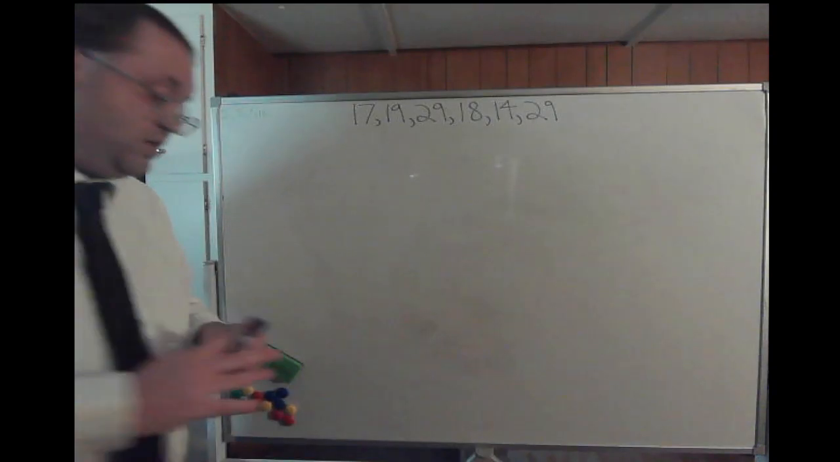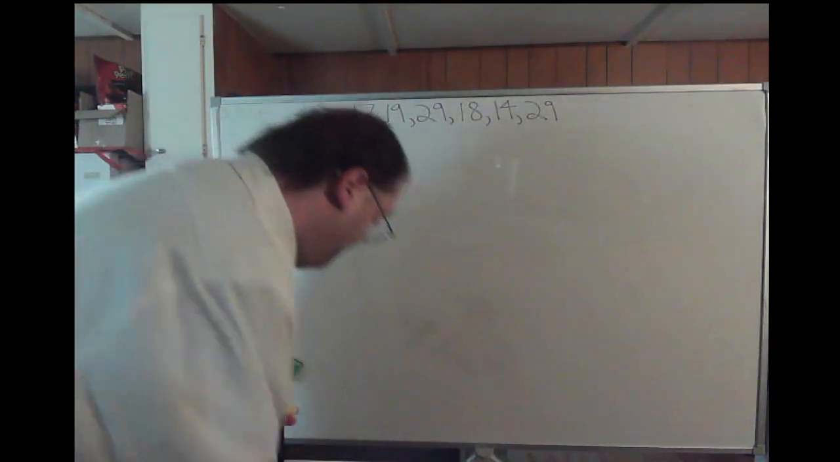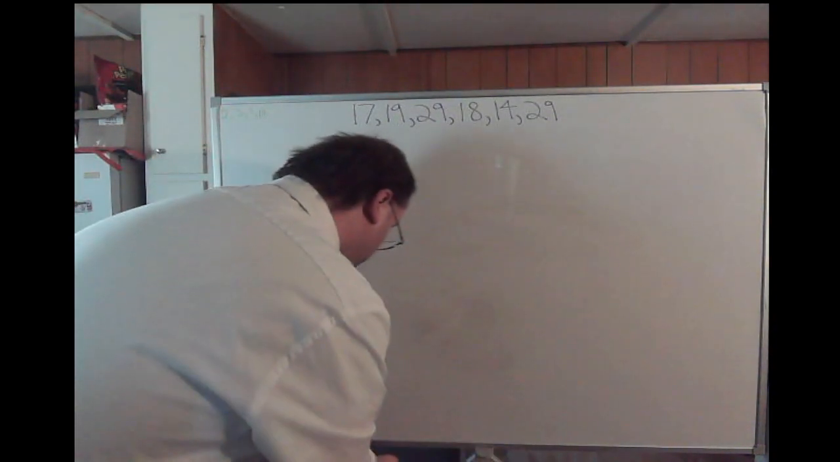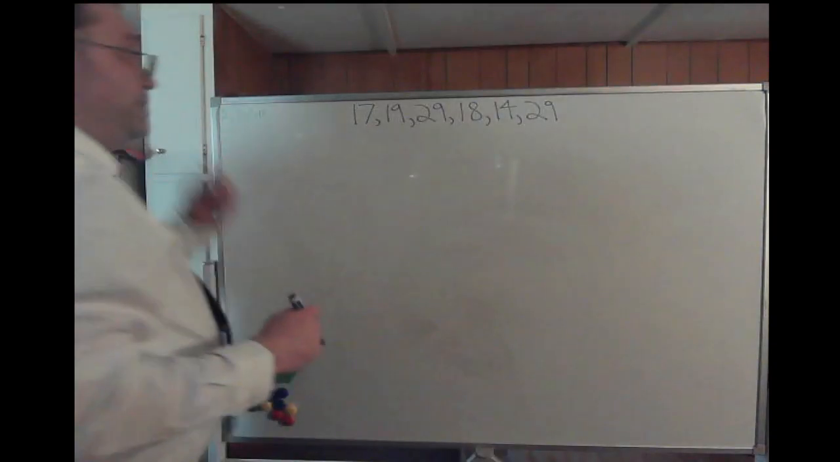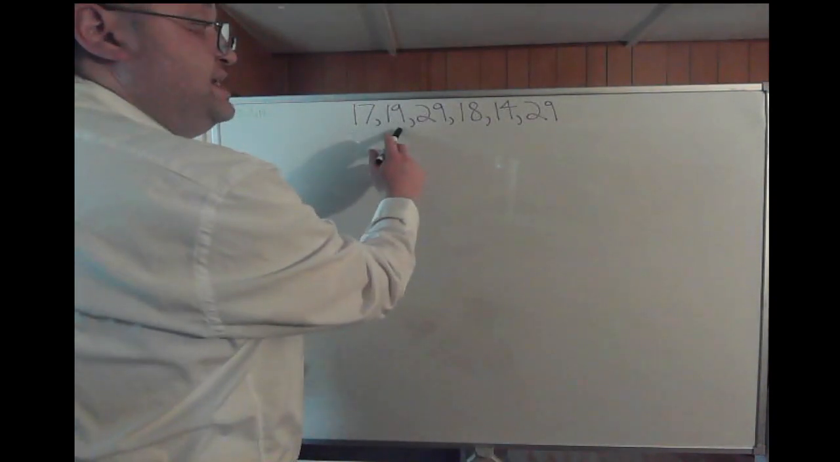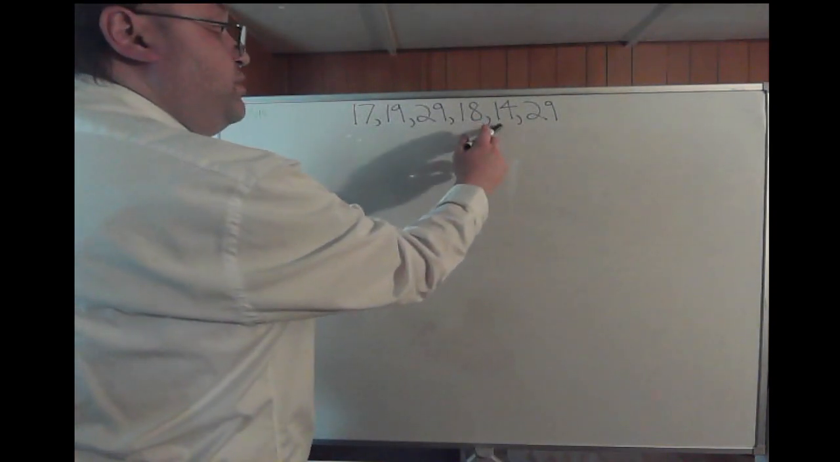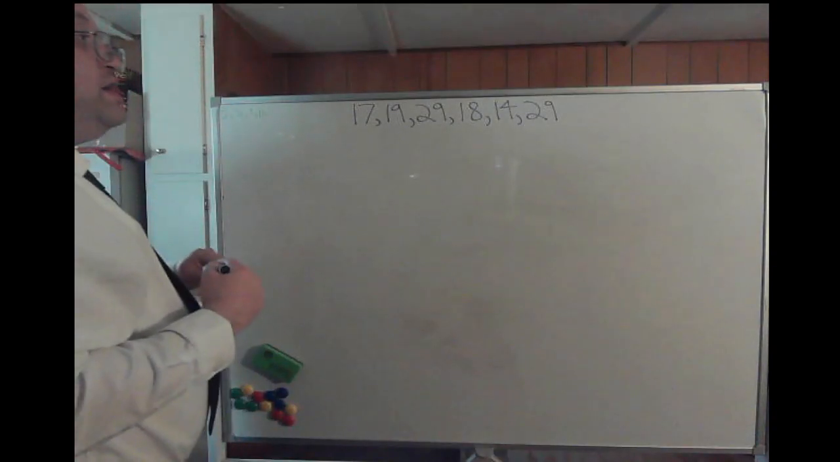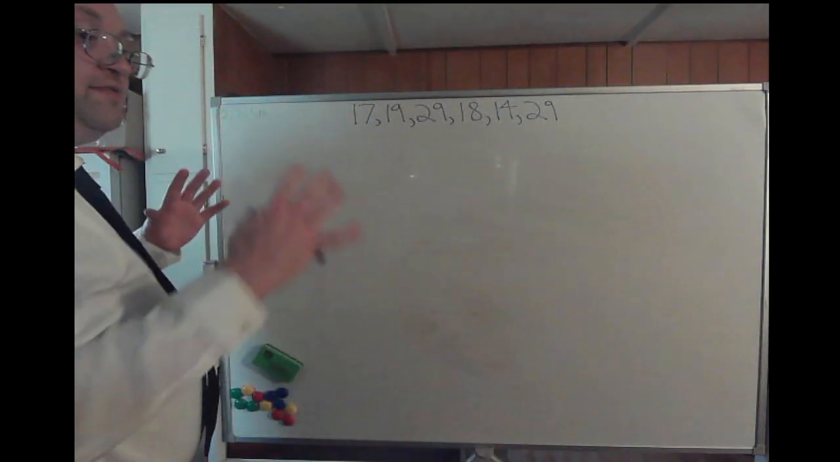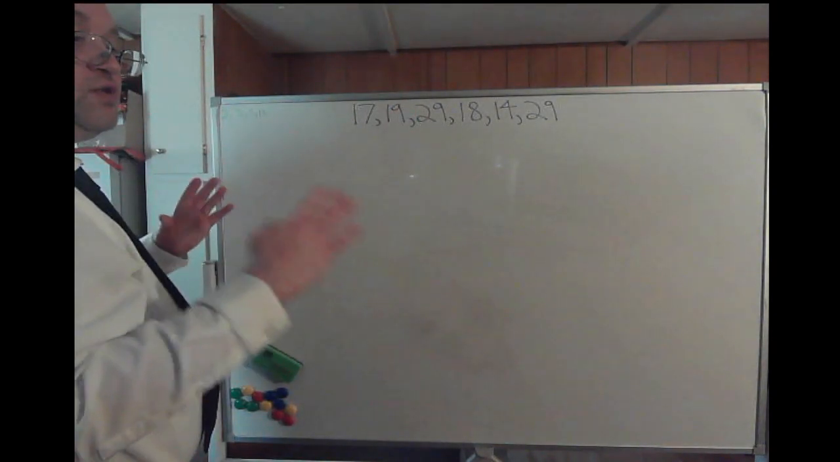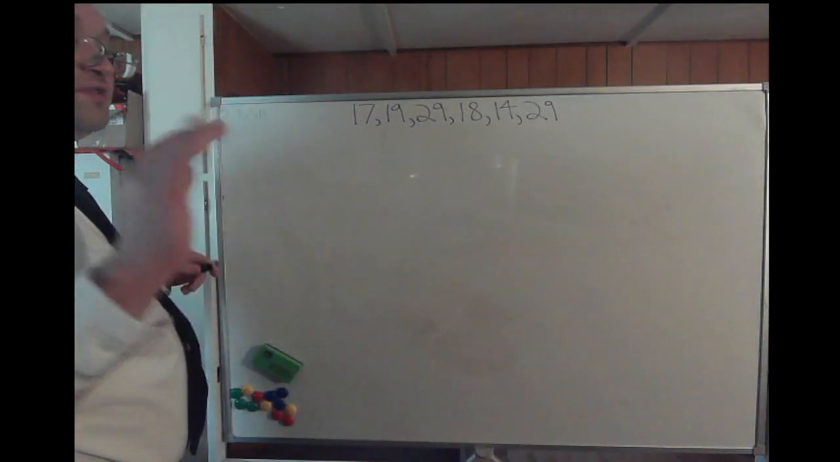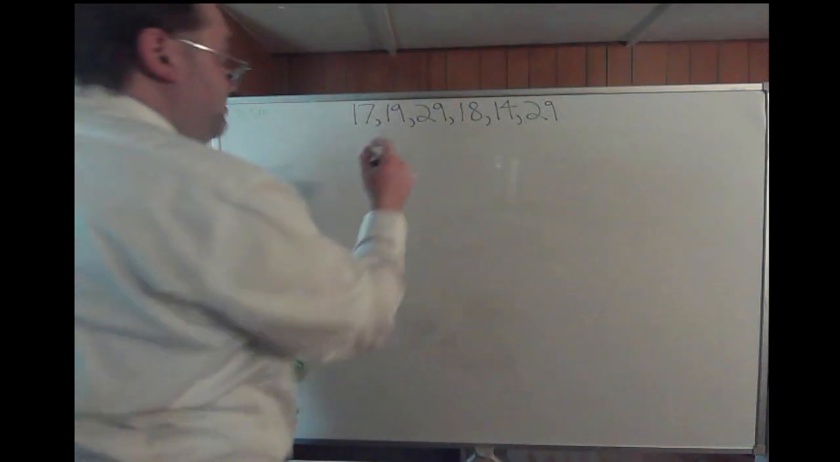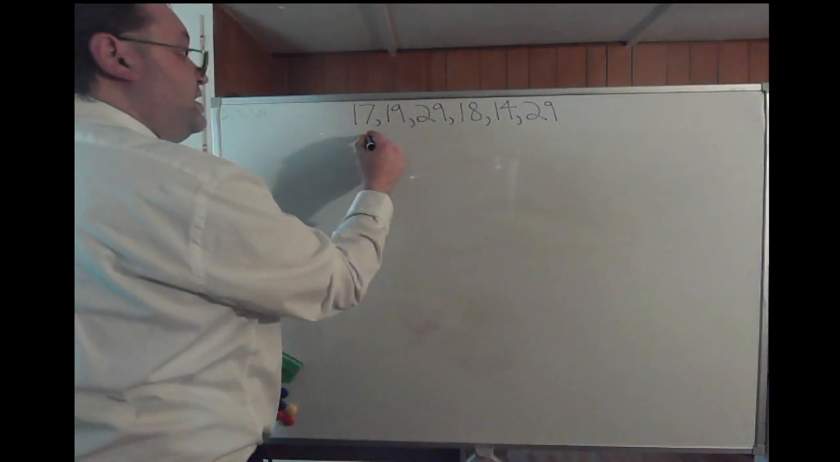All right, so here we have another set of data. We have the numbers 17, 19, 29, 18, 14, and 29. We can clearly see this set of numbers is not in numerical order from smallest to greatest. So the first thing we have to do is make that list from smallest to greatest.